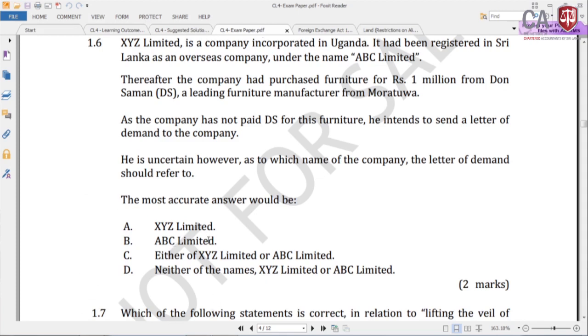The answer is B, because XYZ being the parent company in Uganda would still not be liable, because ABC is a Sri Lankan company and the Sri Lankan company is the purchaser here. Whatever the style, like an overseas company, the local company is the one that is liable, because it purchased the furniture worth 1 million from Don Saman. So you need to sue the local company, ABC Limited.